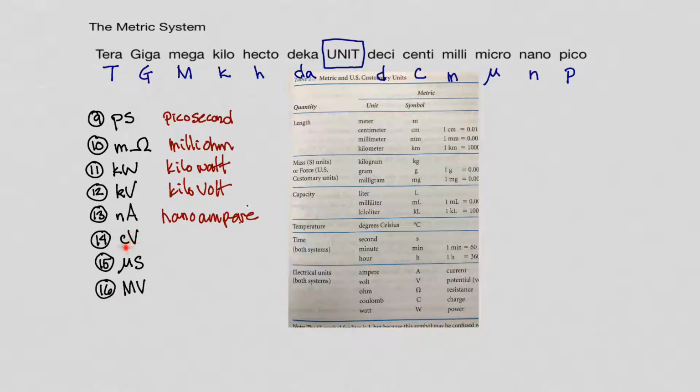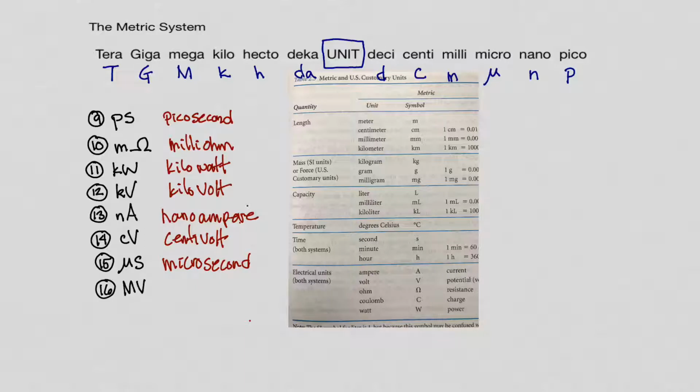And in 14, C, that's for centi. V, we may remember, is for volt, so this is going to be a centivolt, a hundredth of a volt. And mu S, well mu, you may remember, mu is up here, that's micro, so this is going to be a micro S for second. So we're going to have a micro, let's get it to right here, this will be a microsecond.